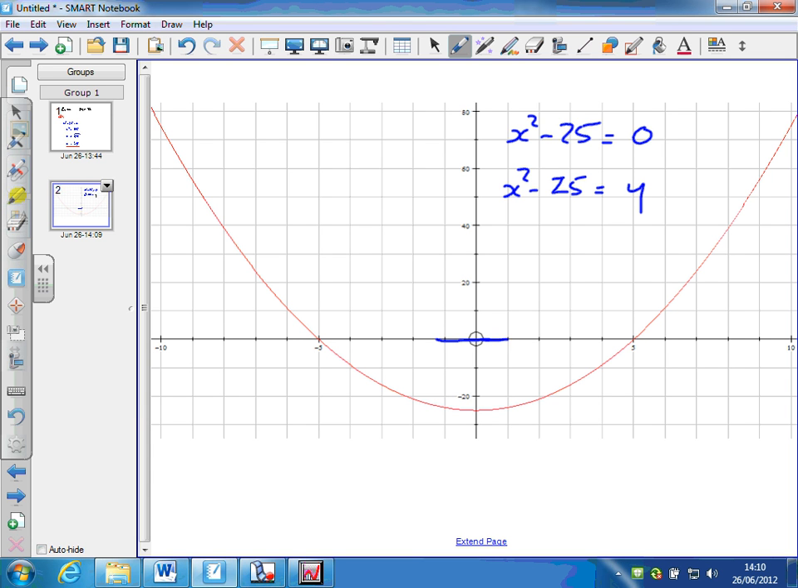So we're after points at which the curve cuts the x-axis, in other words, and you can see that it cuts at minus 5 and plus 5. So the solutions are minus 5 and plus 5. And looking at the shape of the curve, I think you can see why it is that there are two possible solutions.